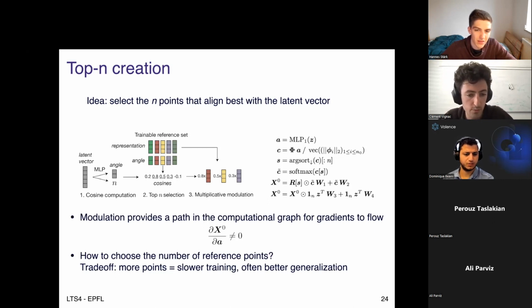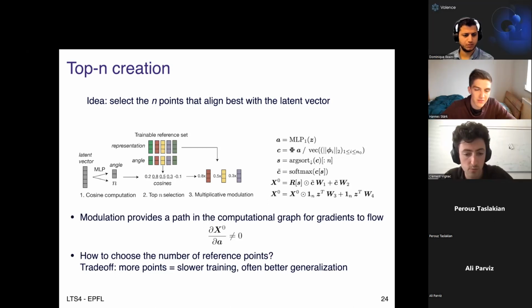As I told you, modulation is there to avoid having 0 gradients. Another advantage of top-n creation is that now the number of points in the reference set is not fixed anymore. Before, it had to be limited to the maximal size in the data set. Now it's a hyperparameter that you can choose. Yes, Dominique?